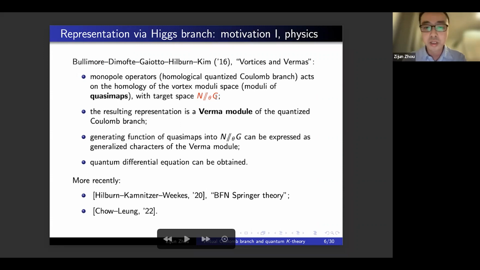instead of the hyperkähler quotient, because the algebra comes from the Springer resolution itself, but the representation comes from the Springer fiber, and the Springer fibers don't necessarily have this symplectic structure. So, yeah. This is the first motivation.